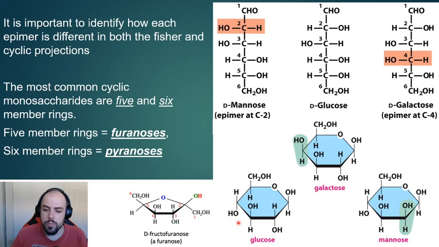So, for instance, if we're looking at glucose, we have our first carbon. This is our anomeric carbon, which I'm going to talk about a little bit in a moment. And then if we look at our second carbon, it's pointing downwards, which means it's going to be pointing to the right. Now, if we are comparing this with mannose over here, we can see at that second carbon, it's now pointing to the left, which means when we're looking at this Haworth projection, it's going to be pointing upwards.